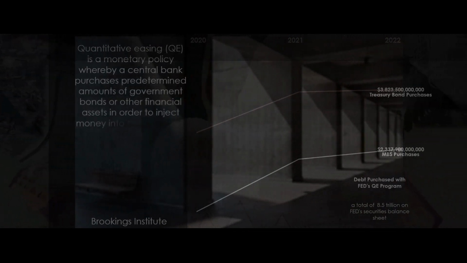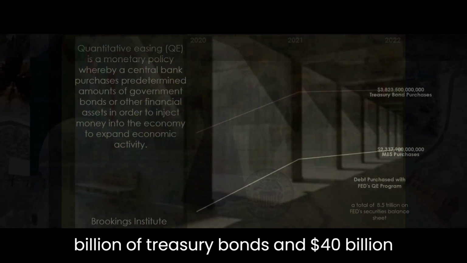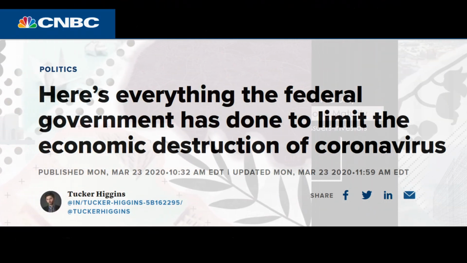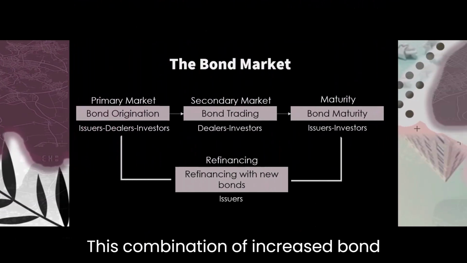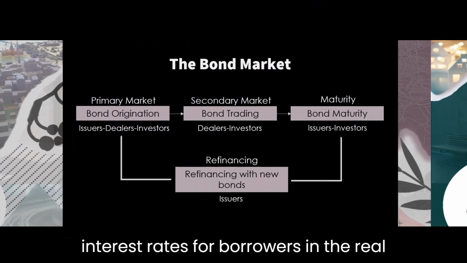From March 2020 to November 2021, the Fed purchased $80 billion of Treasury bonds and $40 billion of mortgage-backed securities every month. This combination of increased bond prices and reduced bond yields lowered interest rates for borrowers in the real economy.